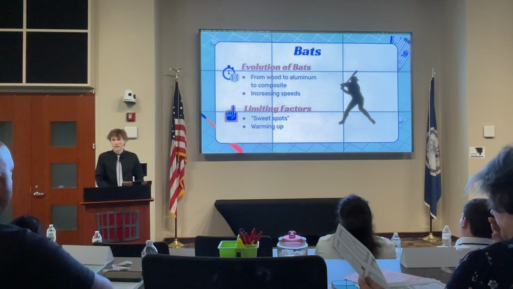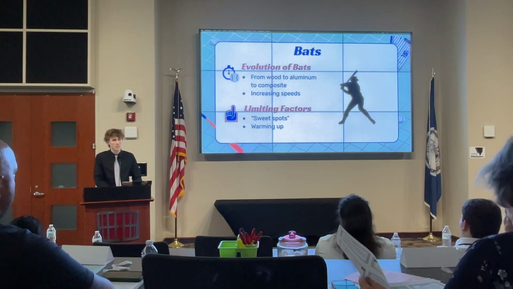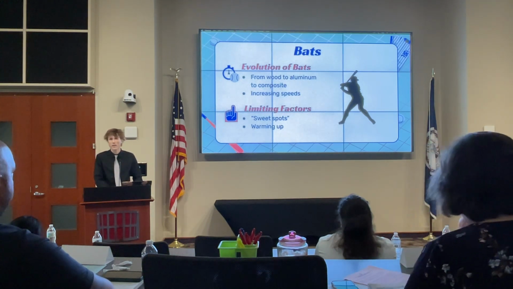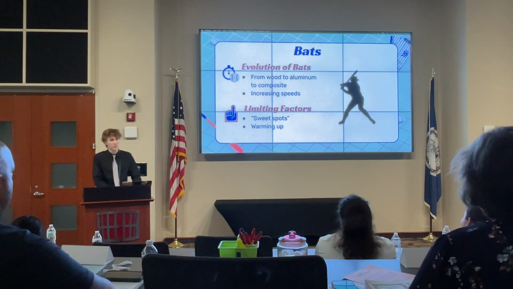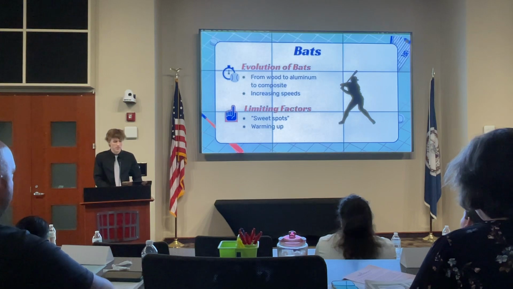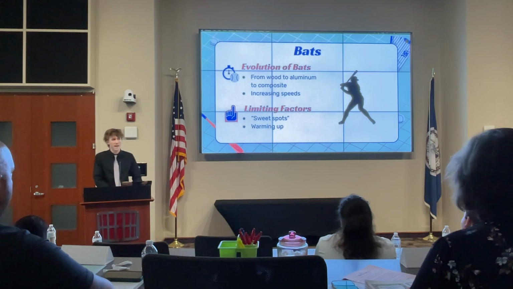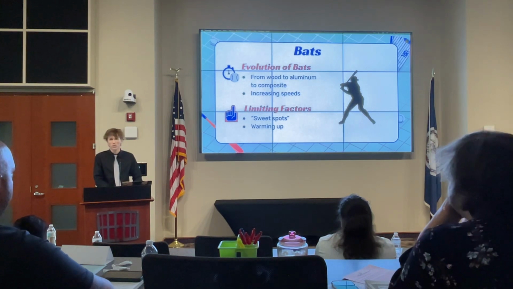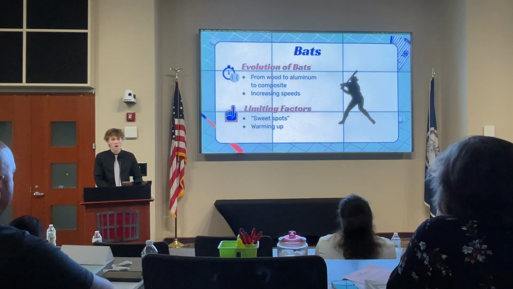The first topic of my study I will be talking about are bats themselves. Bats have come a long way in the game as they've gone from wood to aluminum and to now what has become composite bats. And throughout this time period, an increase in batted ball velocity has been noticed, but it's unknown whether or not the material changes are the reason why.